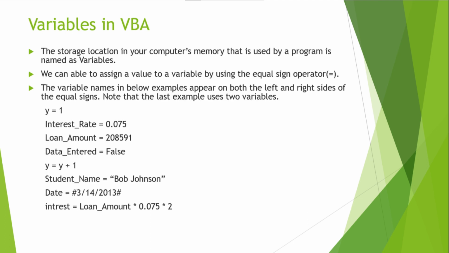What is meant by variables in Excel VBA? The storage location in your computer's memory that is used by a program is called a variable. We can assign a value to a variable by using the equal sign operator. The variable names in the examples below appear on both the left and right sides of the equal signs. Note that the last example uses two variables.